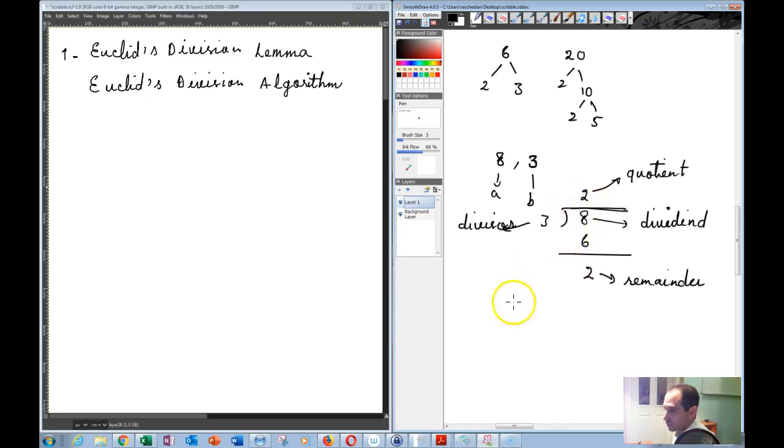Meaning that you can write 8 as 2 times 3 plus 2. So here is your A, for example, here is your B, and formally we call this the dividend, we call this the divisor, and then this becomes the quotient, and this becomes the remainder. That's basically all that Euclid's division lemma is.